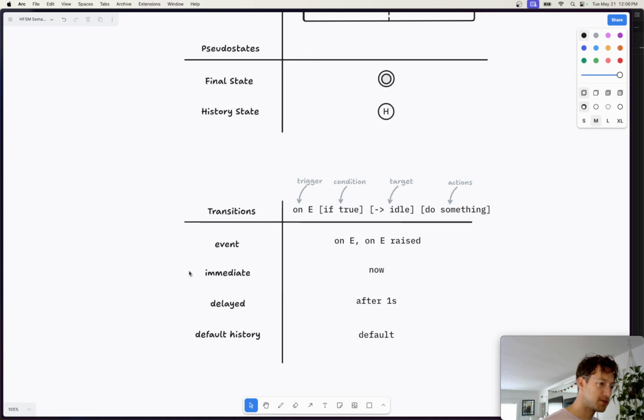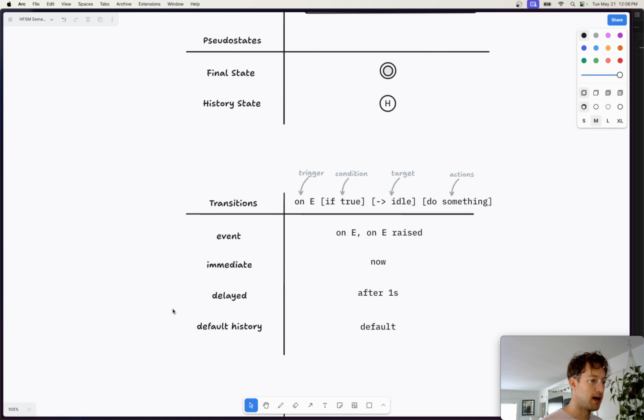There are different types of triggers. I realized I'm missing one, so I'll just add it in now, which is the finish transition.